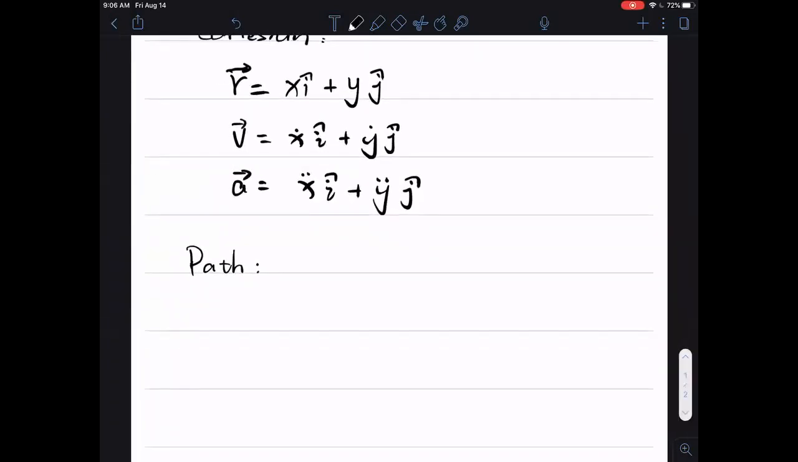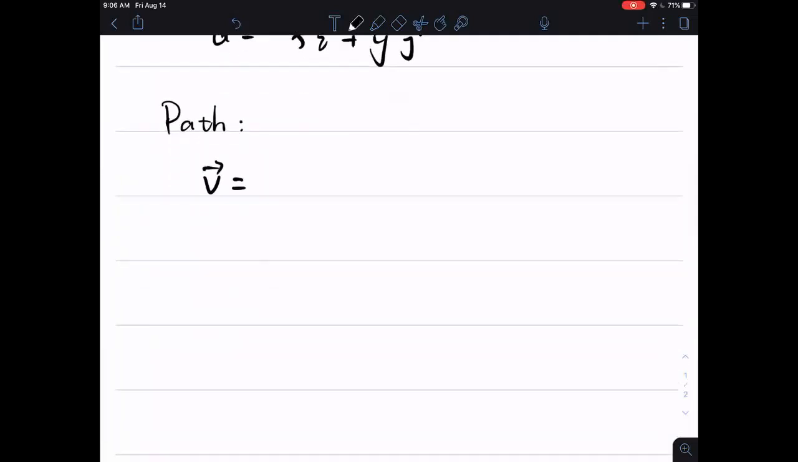Path coordinate system. What are the equations we learned for path? Velocity. Can someone tell me the expression for velocity under path? What are the unit vectors for the path coordinate system? e_t, e_n. So for path, should I have an e_t here or e_n? e_t. So we have something times e_t. What is that something? It's v, just speed.